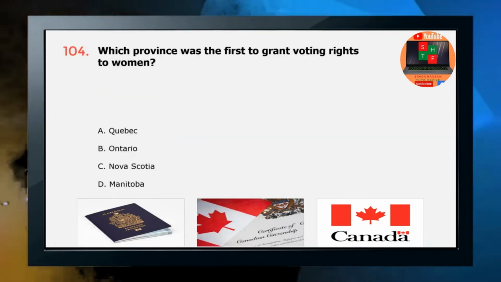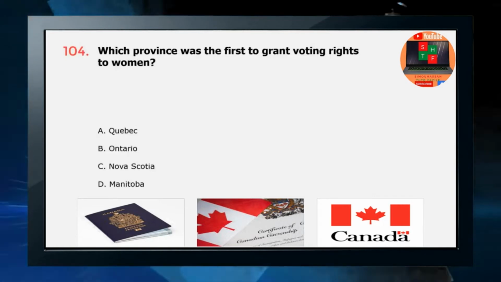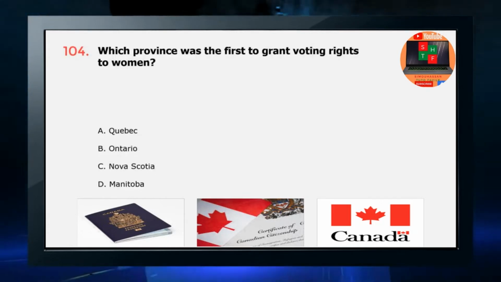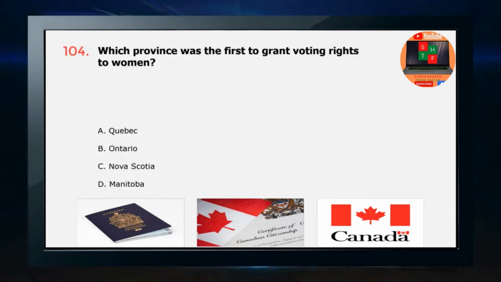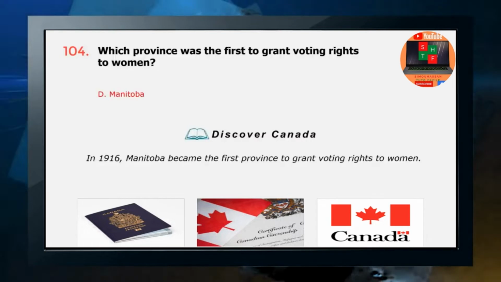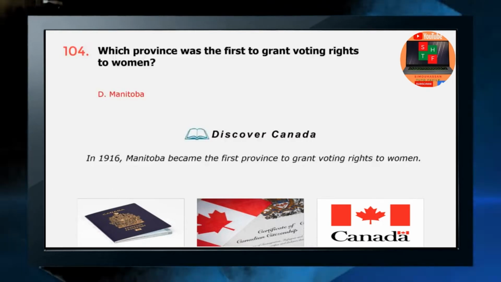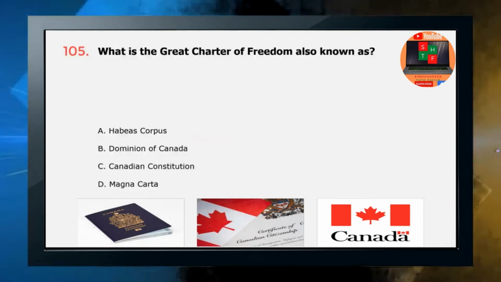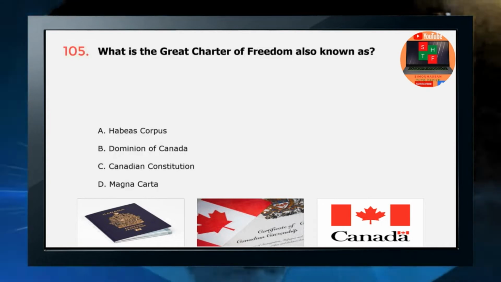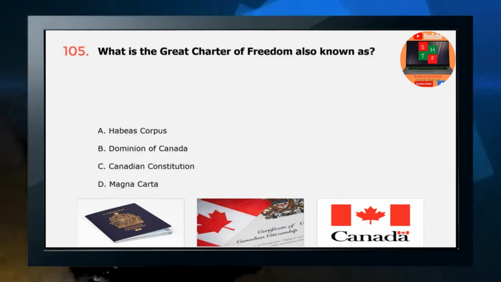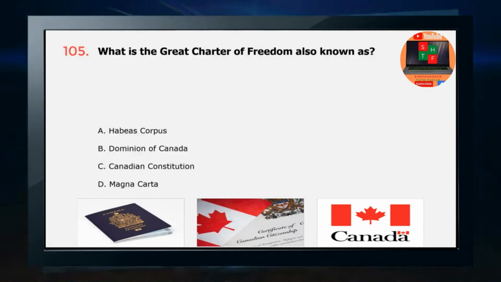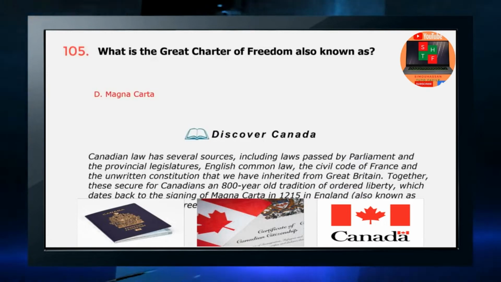Question 104. Which province was the first to grant voting rights to women? A. Quebec. B. Ontario. C. Nova Scotia. D. Manitoba. The answer is D. Manitoba. Question 105. What is the Great Charter of Freedom also known as? A. Habeas corpus. B. Dominion of Canada. C. Canadian Constitution. D. Magna Carta. The answer is D. Magna Carta.